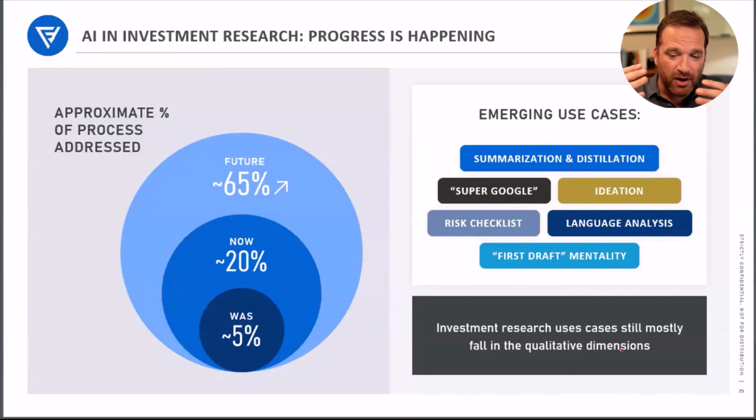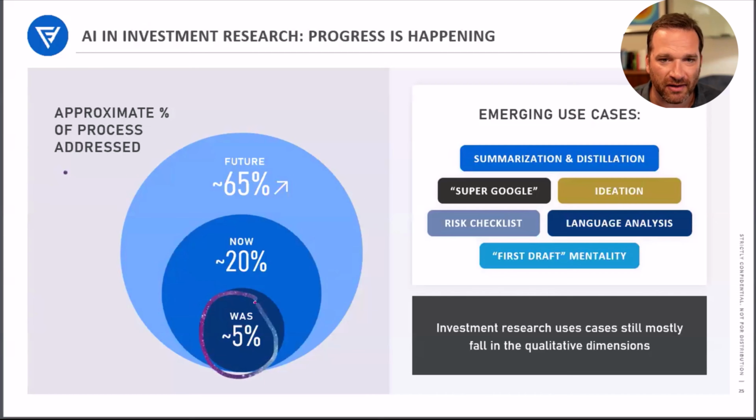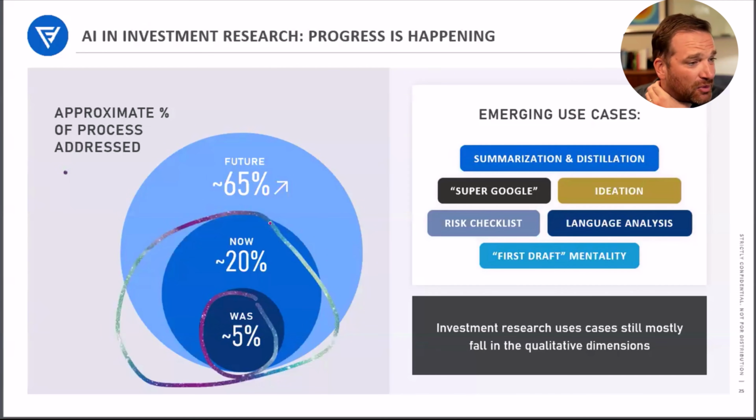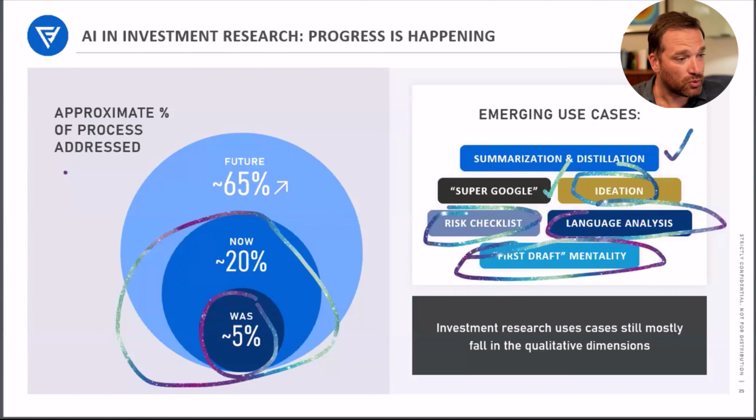And I don't want to come off as too bearish, because I think, maybe six months ago, I saw very, very limited use cases, maybe 5% of the typical workflows I do. I could see up to sort of 20% of the typical workflows that I do today applicable to these tools. Simple things like summarization and distillation, super Google, but really across ideation, risk checklist, language analysis, and first draft mentality. That, to me, as I think about my process, are the four big buckets that get me to 20%. We could talk about going to 65%.